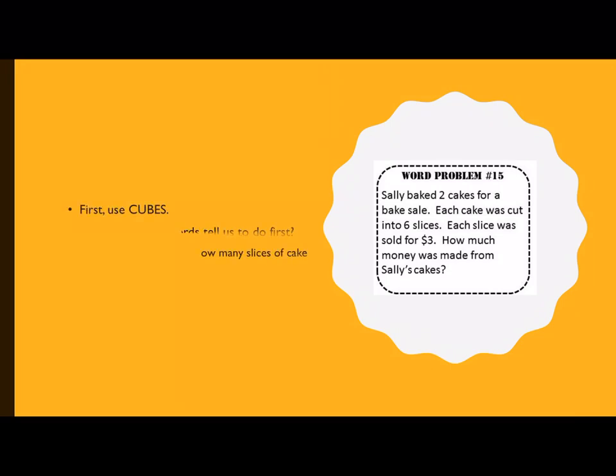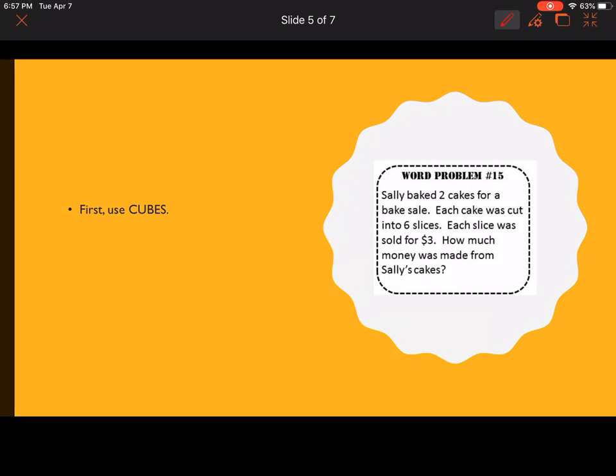Use CUBES. So let me get my pen tool here. All right, so first C, circle the numbers. So I have the number 2 here, I have the number 6, and I have $3. Okay, underline the question. My question is how much money was made from Sally's cakes? Now the B, box the key words. Do you see some keywords in there? What keywords do you see? Well, I see each, and I see each again.